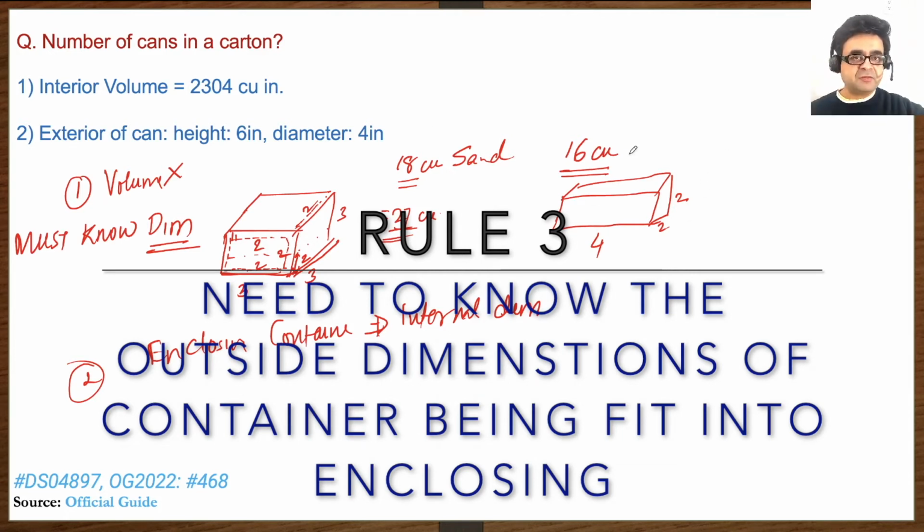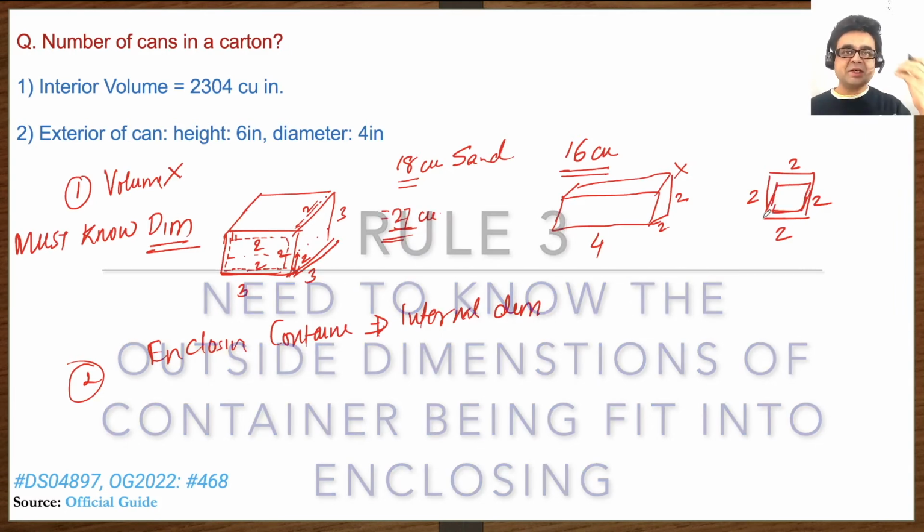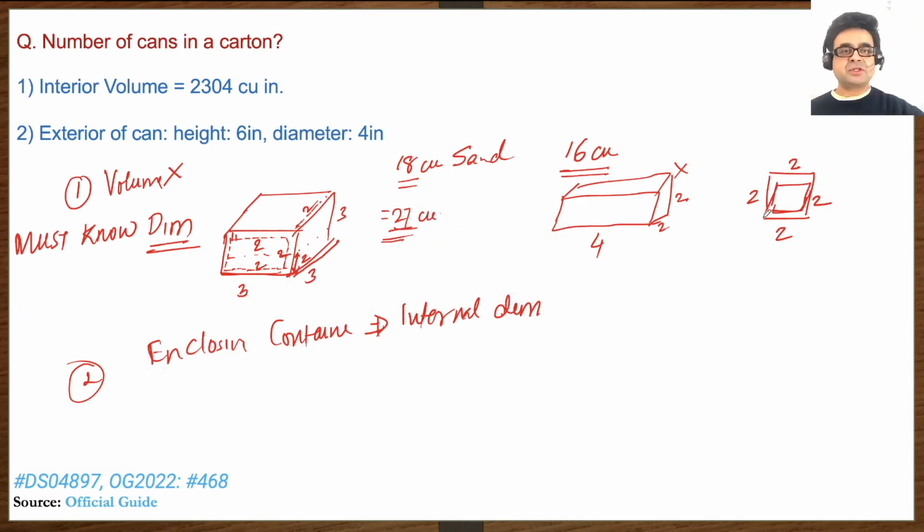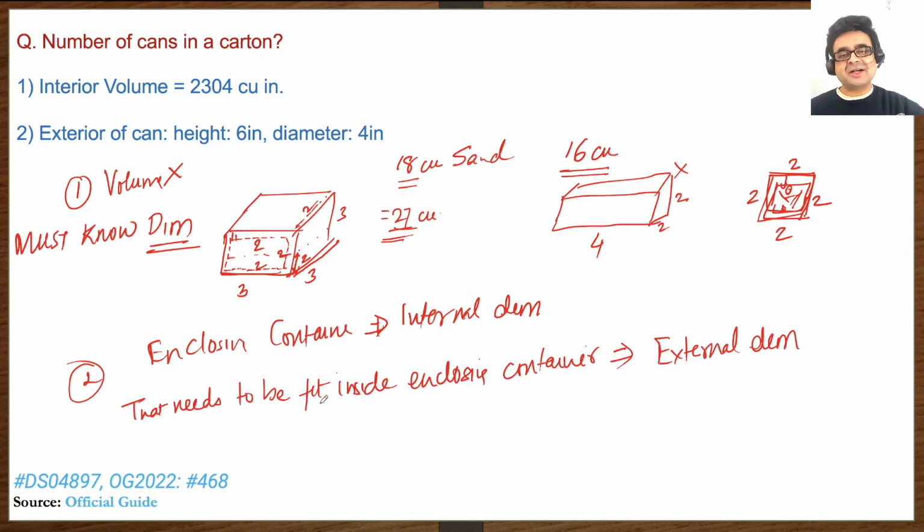For example, if instead of this I had a cube which had dimensions of 2, 2, 2, I would be able to fit exactly one cube inside this box of internal dimensions 2, 2, 2, the container that I'm trying to put inside the enclosing box. It doesn't matter what its thickness is or what its internal dimensions are, because it doesn't matter to me. For the fit, all I need to know is the external dimensions of the container. So for the container that needs to fit inside the enclosing container, I need the external dimensions. I don't care about its internal dimensions.